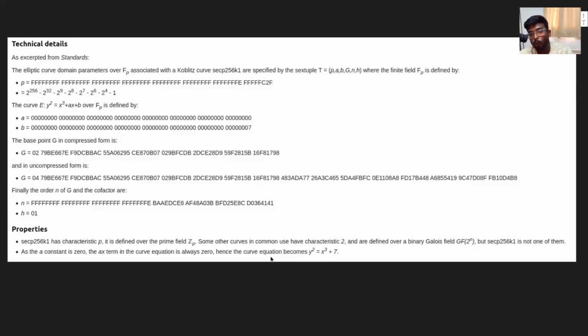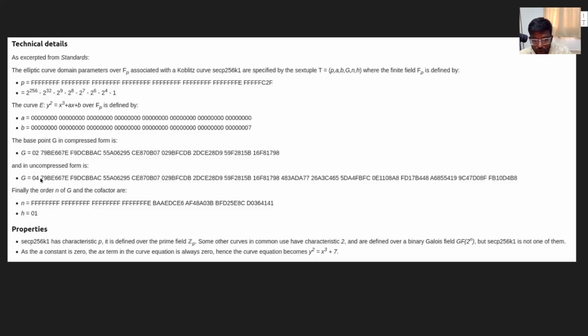So the value of y is determined deterministically because of this single byte, because 02 indicates that we are only looking for the even solution. If it was given 03, we would be looking for the odd solution, and we would ignore the even solution. So this is how the compressed form of the elliptic curve points was used until the introduction of BIP 340.